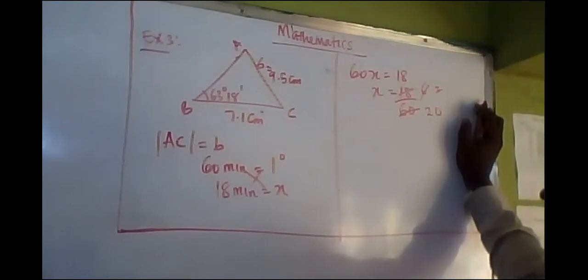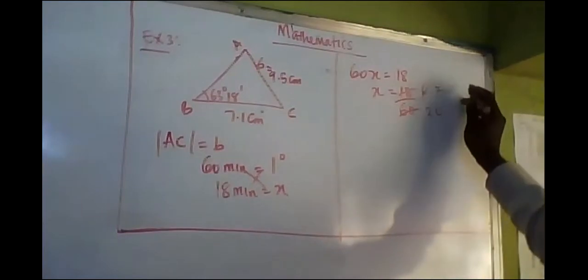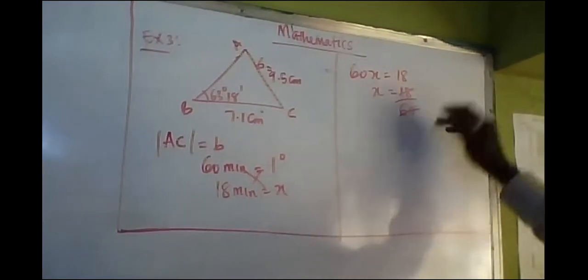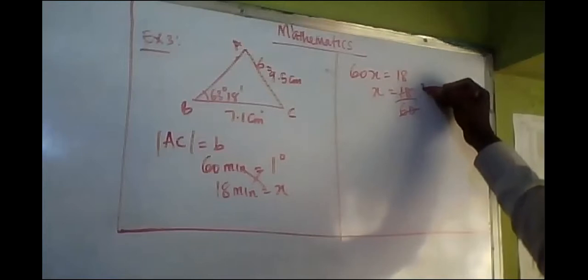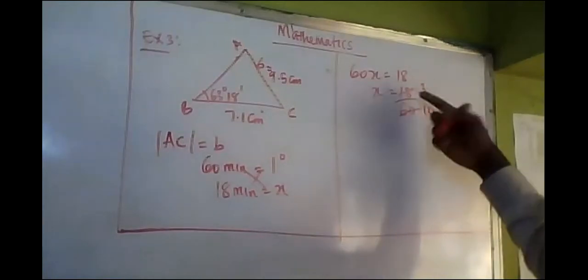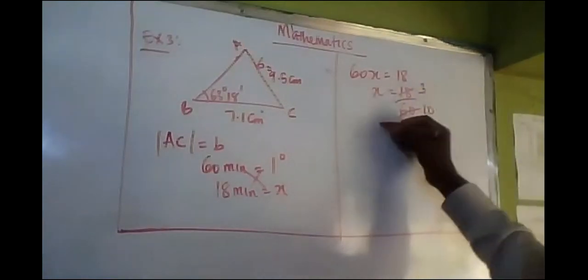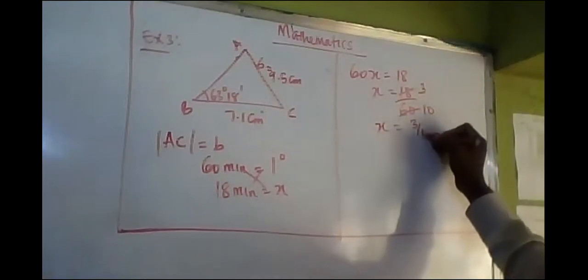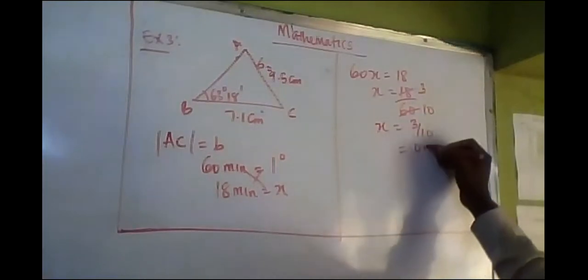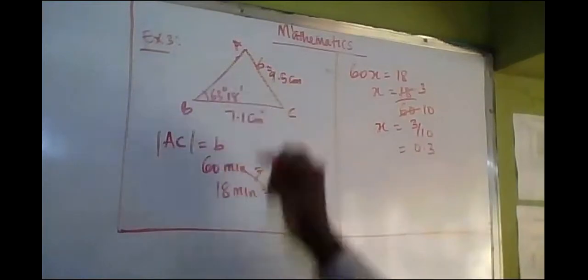3, 20. 3 here, 2, 10. No. Let's go over it again. Let's use 6. 6 here, 3. 6 here, 10. So x is what? 3 over 10. So this 3 over 10 is 0.3. So adding it to 63.